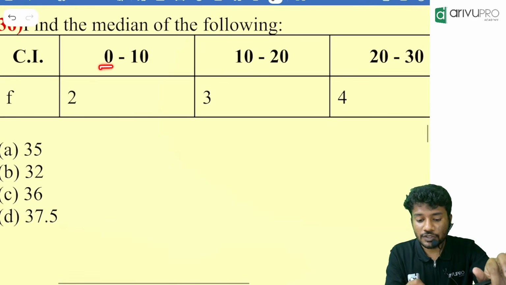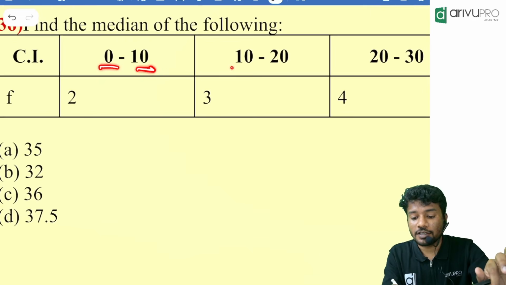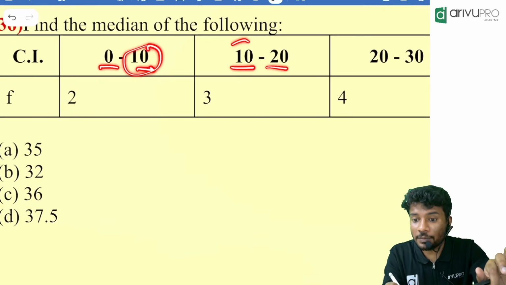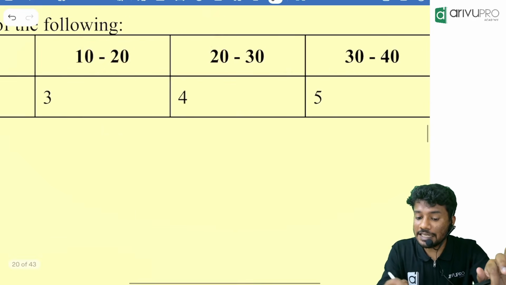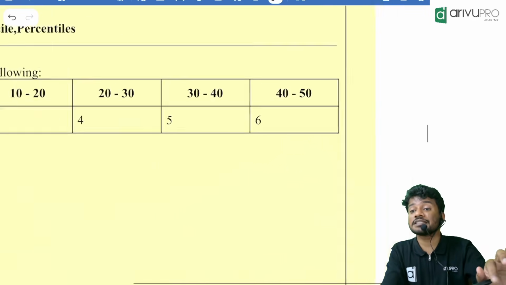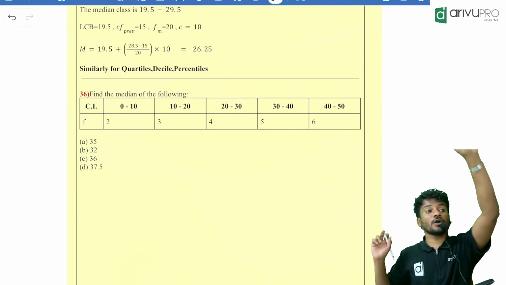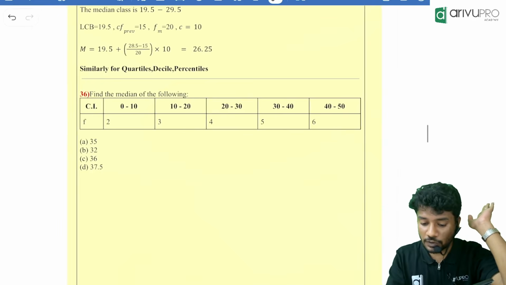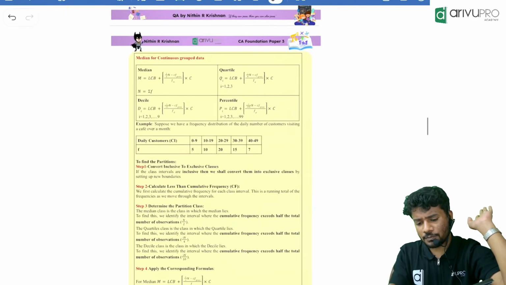Then what are exclusive classes? Look here, 0 to 10, then 10 to 20. Is there an overlap? Yes. 10, 10. 20, 20. Then 30, 30. Then 40, 40. Likewise, there is an overlap. Then it is called exclusive classes.